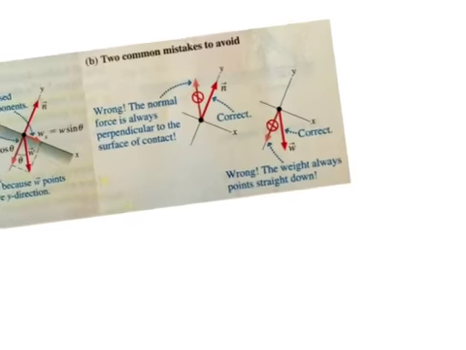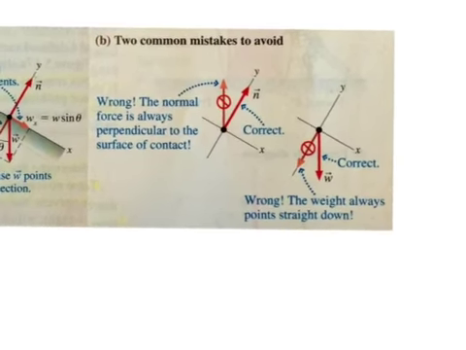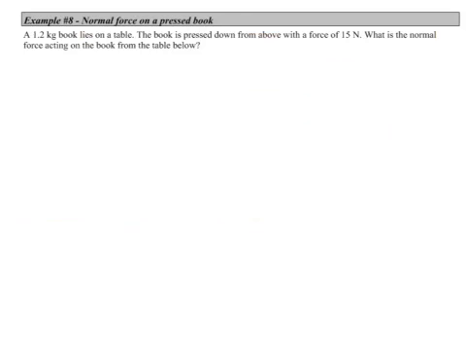A couple of mistakes to really avoid: showing the normal force not perpendicular to the surface when it's tilted. We always show it perpendicular to the surface. And also, the weight does not point perpendicular to the surface along the negative y-axis. It points straight down.